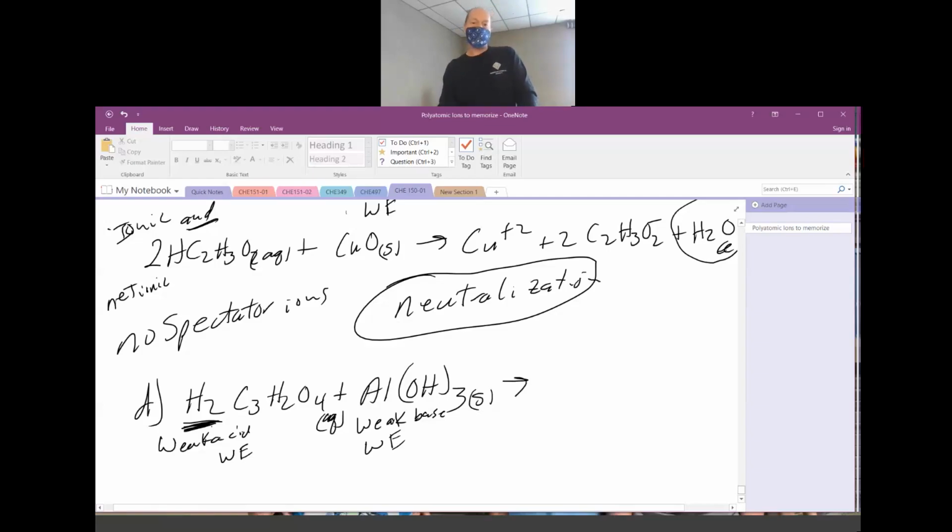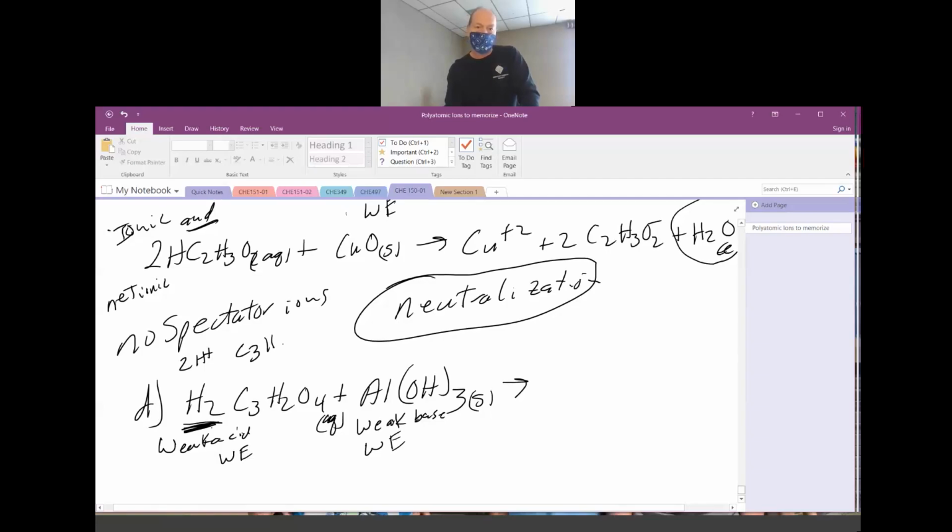Now the aluminum is going to go with the C3H2O4, but you have to see that this is 2 H pluses. It's not going to break up, but you need to see that that's 2 H pluses, which means that this is C3H2O4 minus 2. When you do the double replacement, H plus is going with OH. That's going to give you your water.